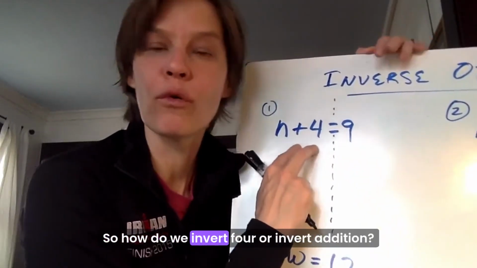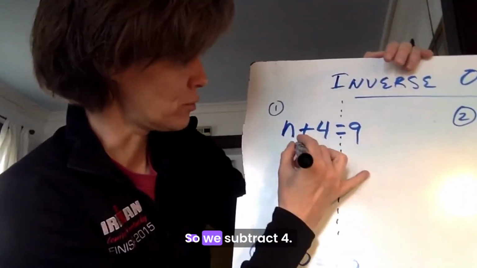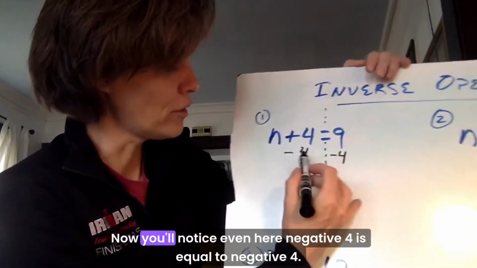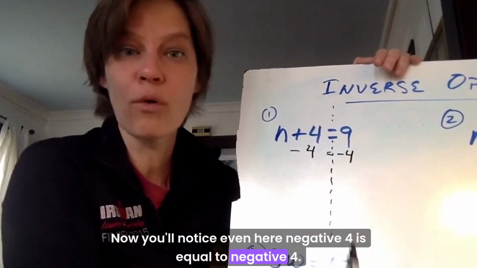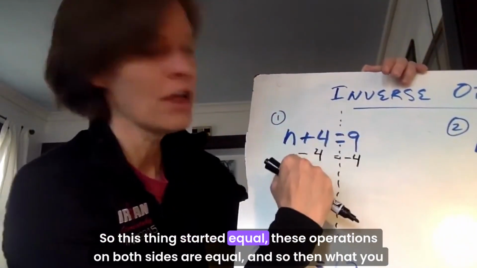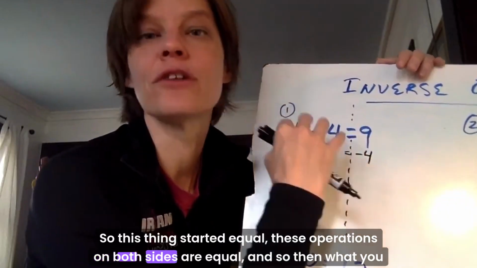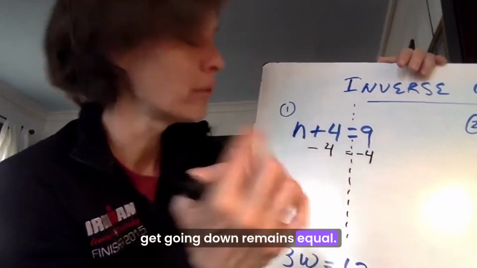So how do we invert 4 or invert addition? Subtract it. So we subtract 4. Now you'll notice even here, -4 is equal to -4. That's the whole point. So this thing started equal. These operations on both sides are equal. And so then what you get going down remains equal.